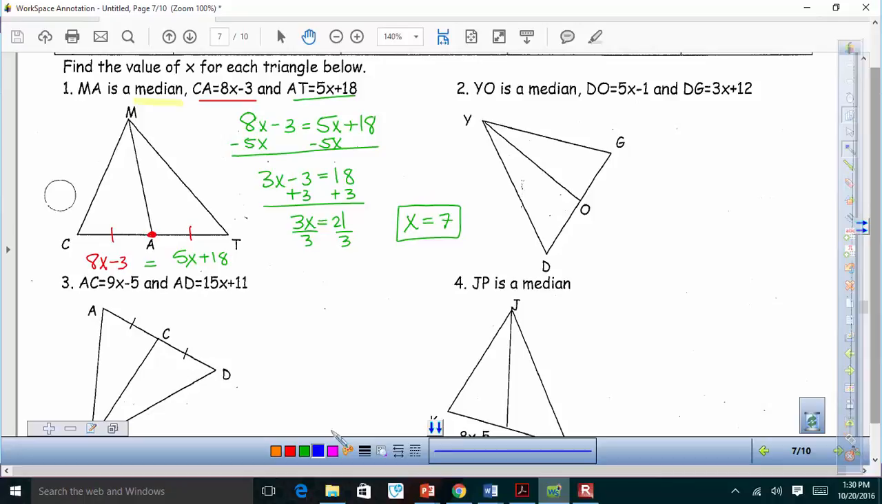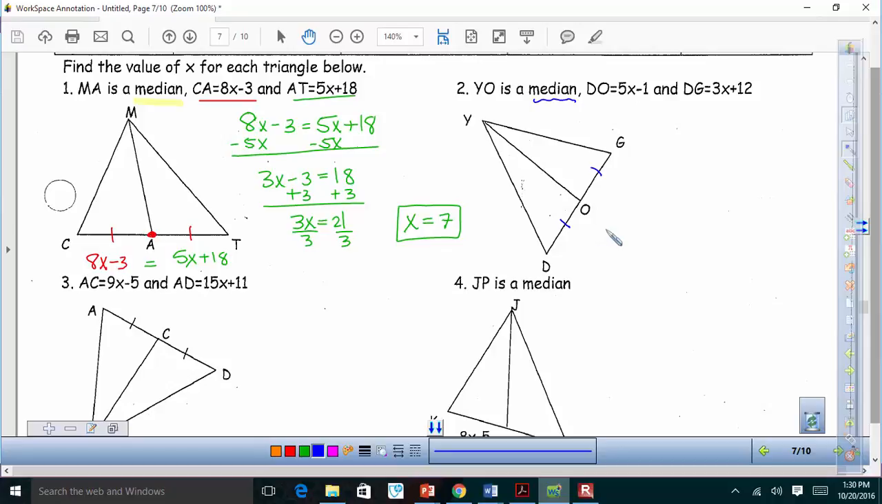Okay, let's look at number 2. Number 2 says YO is a median. So when I say median, that means 2 equal parts. Those 2 equal parts, which 2 things are equal? DO and OG, very good.